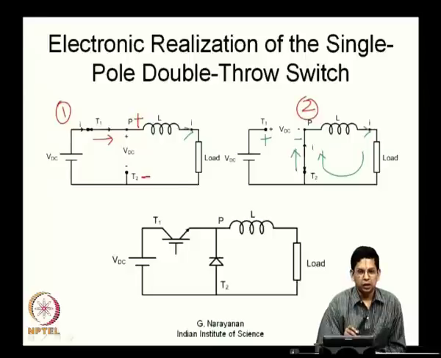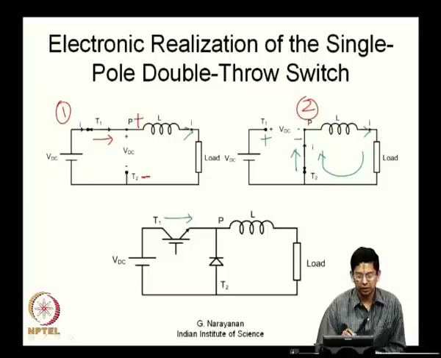We need a switch between pole P and throw 1, which can conduct in one particular direction, namely from throw 1 to P, and we need a switch which can block a potential where T1 is positive with respect to P. That is what we need. And you see that a transistor perfectly fits the bill. So, it can conduct in this direction.